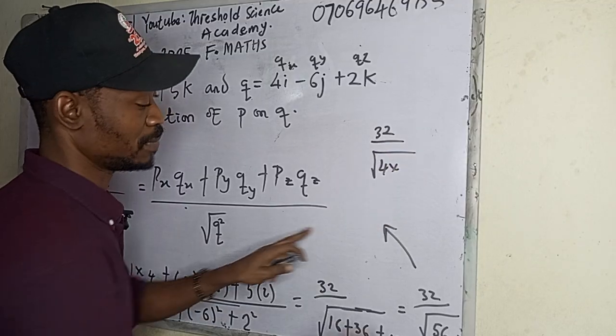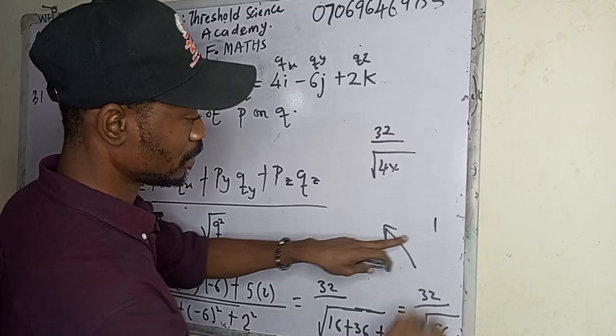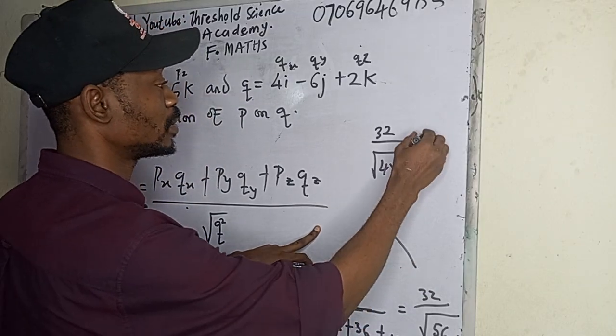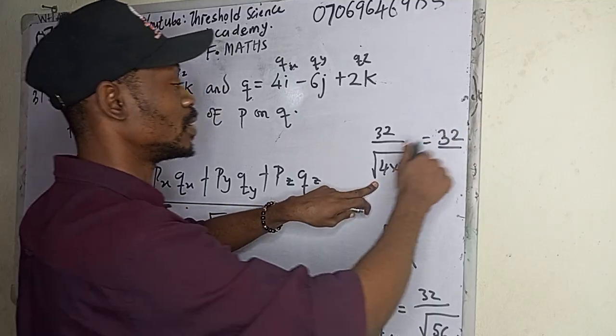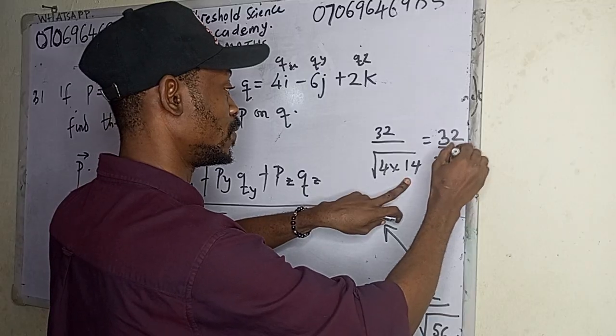So 32 all over the square root of 56 can be written in the basic form as 4 times 14. The square root of 4 is going to be 2. So the square root of 14 doesn't have any square, it's going to be just the square root of 14.